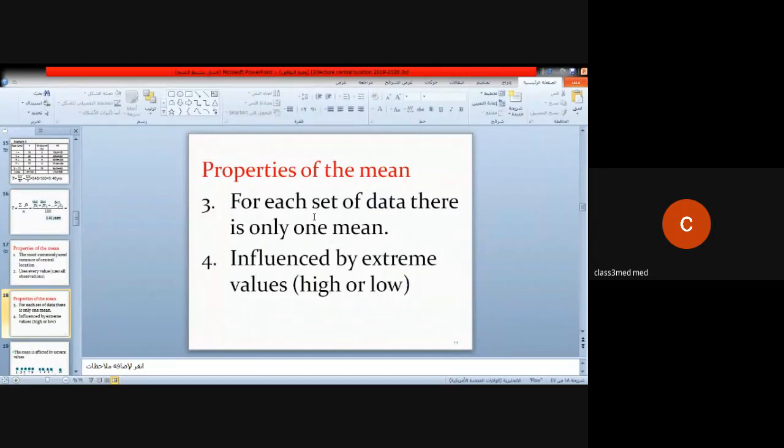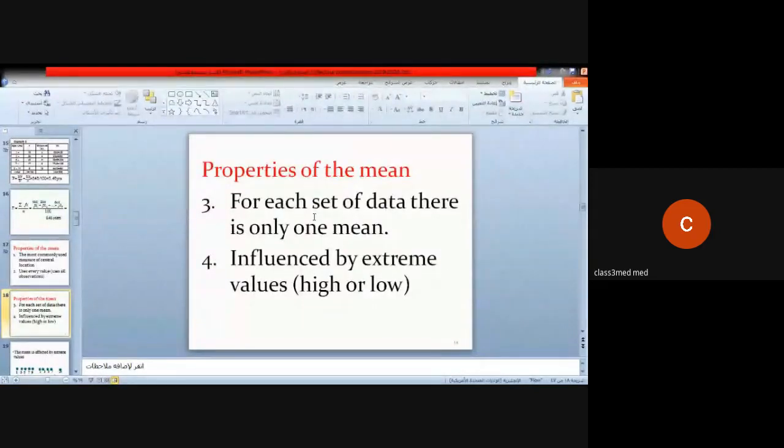And the most important point for the mean, which is a disadvantage of the mean, is that it is influenced by extreme values, whether on the high or the low side. This is the main disadvantage of the mean. So it is affected by extreme values. That's why when we have extreme values, the mean is not the most appropriate measure of central location.